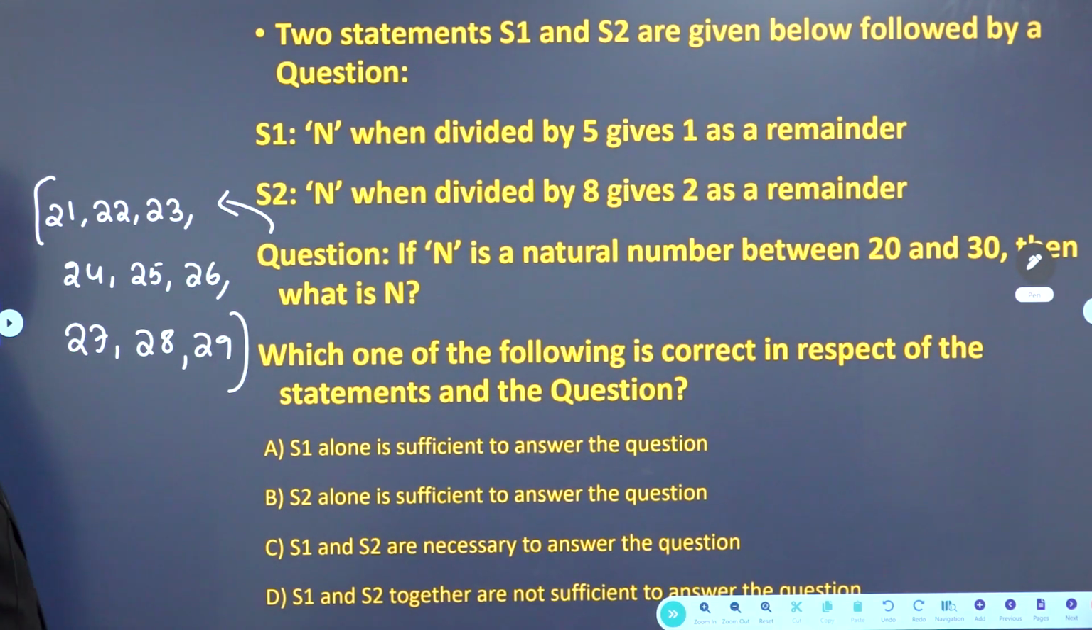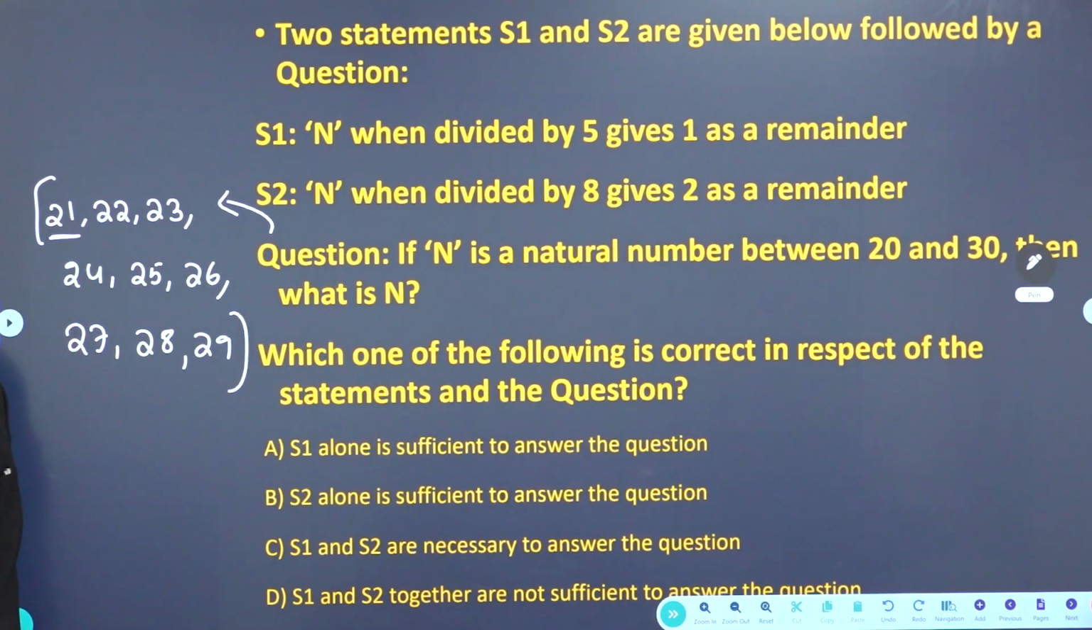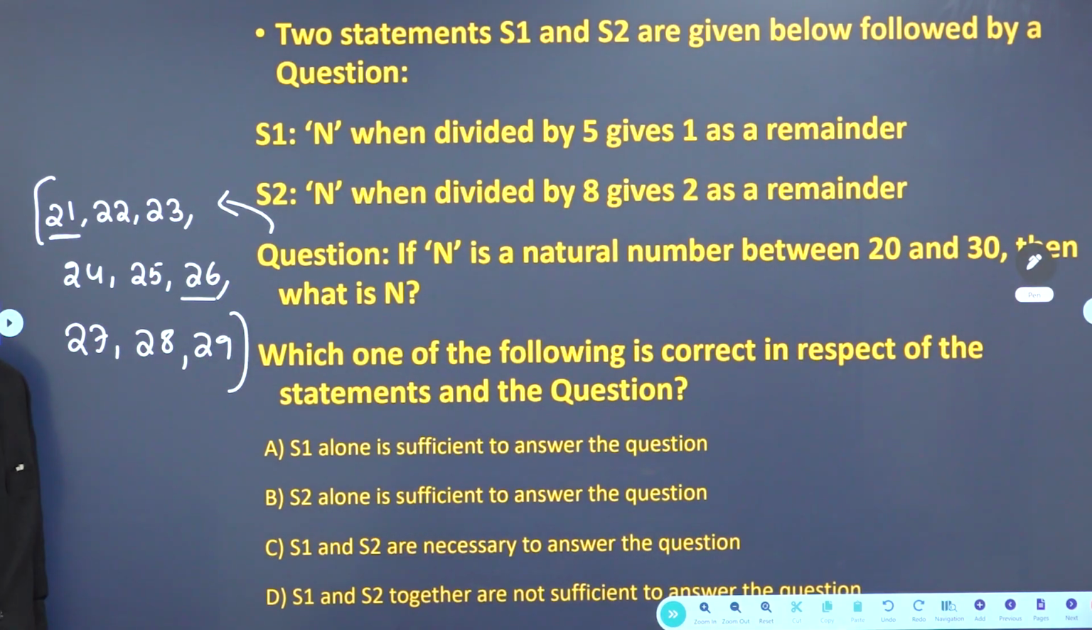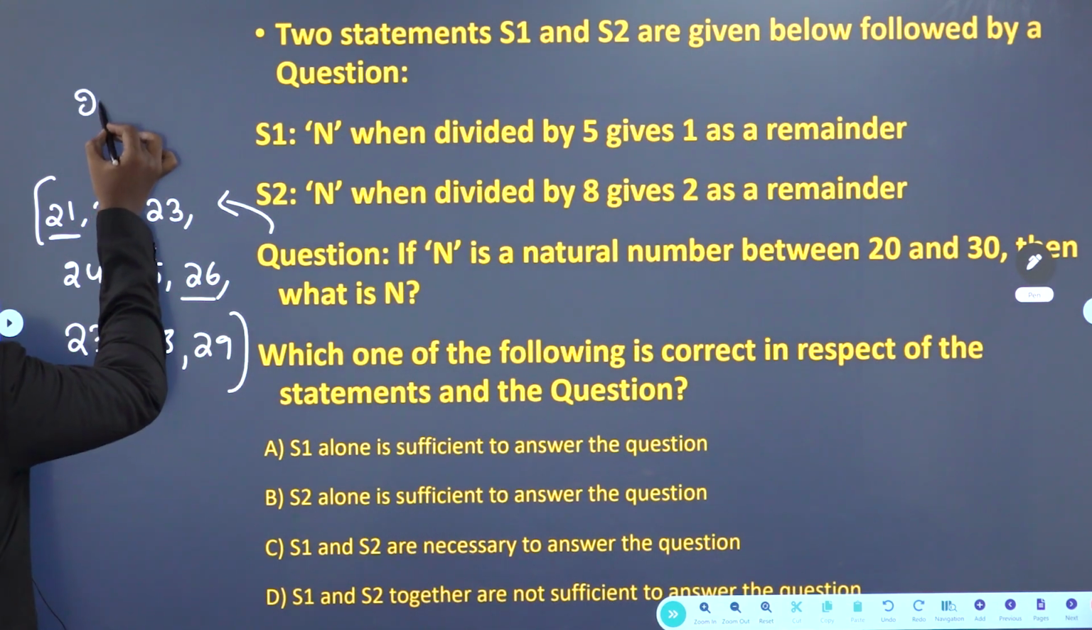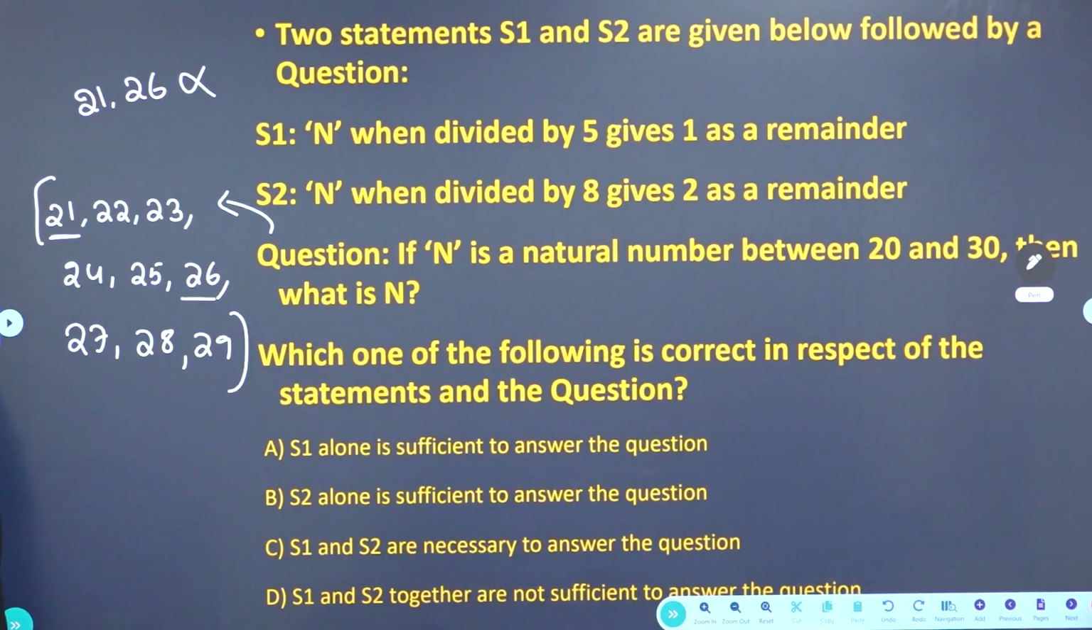Right. Now, statement 1. N when divided by 5 gives 1 as remainder. So, I have 2 numbers. From statement 1, 21 is okay. Why? Because when I divide 21 by 5, the remainder is 1. When you divide 26 by 5, the remainder is also 1. So, from statement 1, I have 2 possibilities: 21 and 26. So, by using statement 1, I cannot tell my answer.